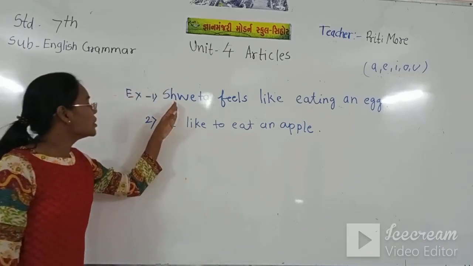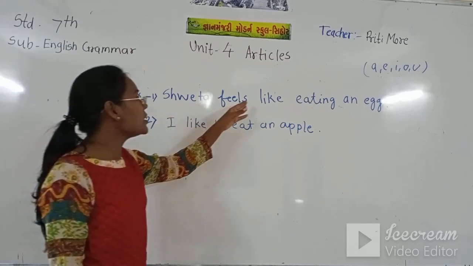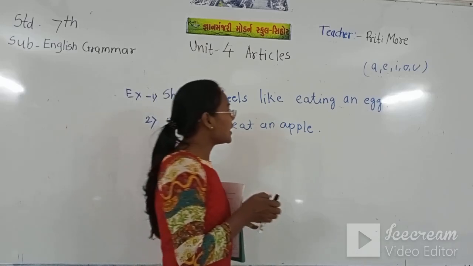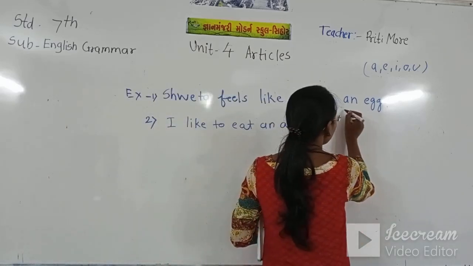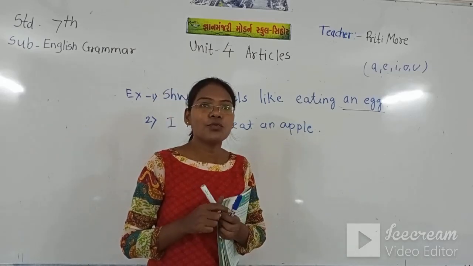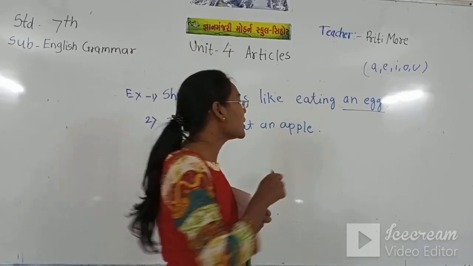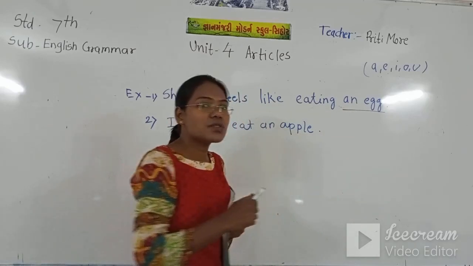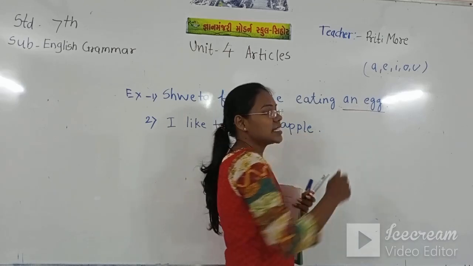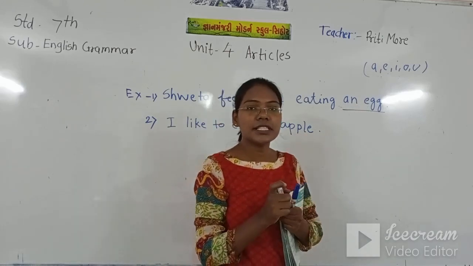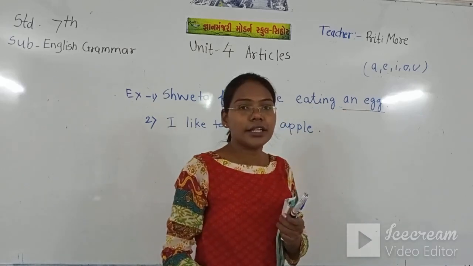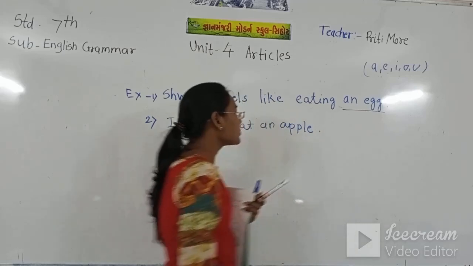Now see here, first example, Shweta feels like eating an egg. Now here, this egg is the singular countable noun. So before this singular countable noun, what have we used here? We have used an article because this word egg begins with a vowel. This E is a vowel. That's why we have used here an article, an egg.